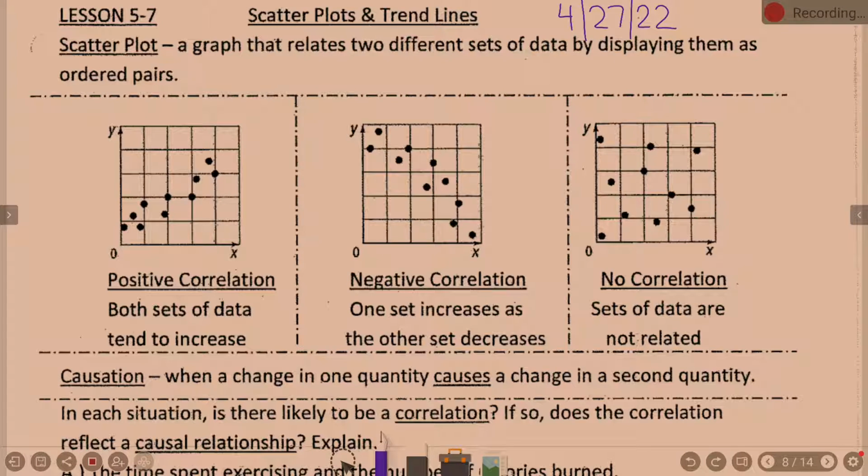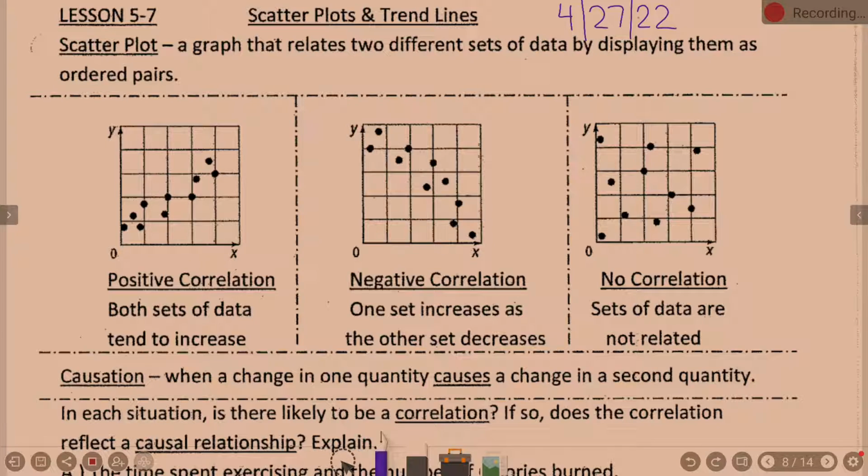Lesson 5-7 is scatter plots and trend lines. Something that you'll probably come back to pretty easily, and you probably have a pretty good grasp on. The tricky part is writing the equation of a trend line, but other than that, it's pretty easy things. So, scatter plot. Do you remember scatter plots at all?